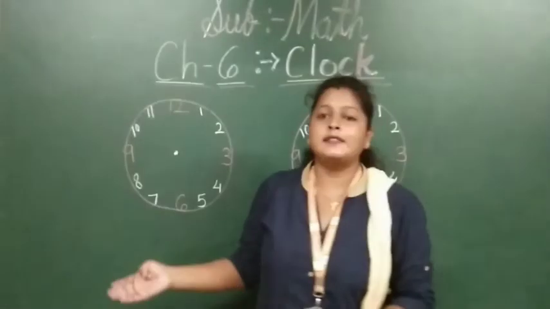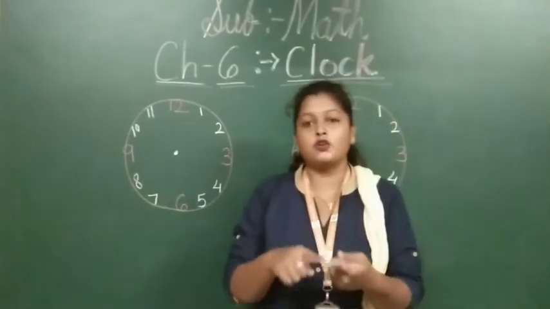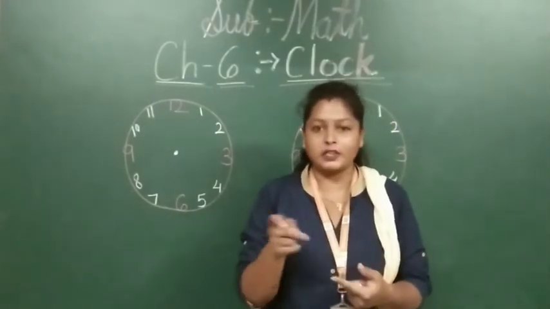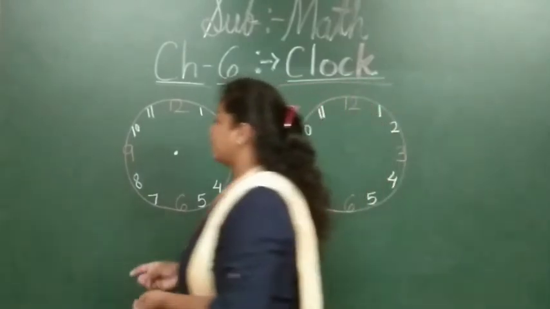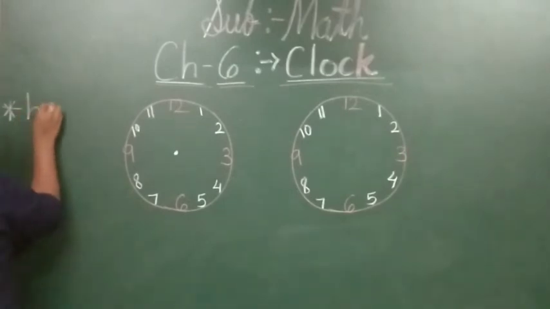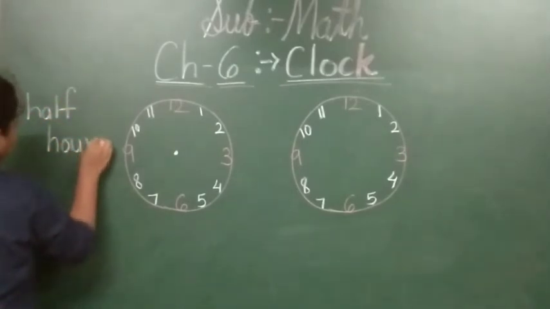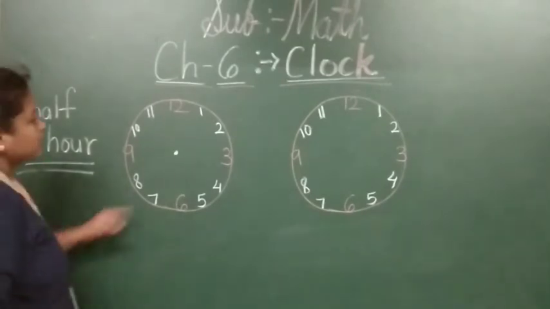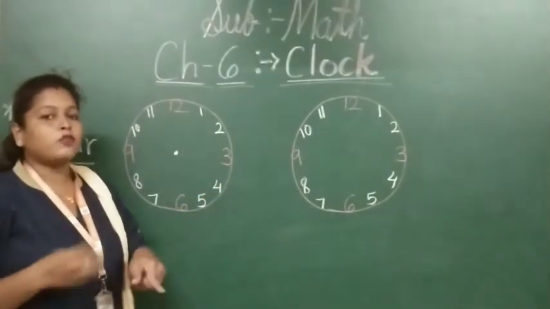Okay students, let's see reading time in half hour. जब हमने पूरा टाइम सीख लिया, like 1 o'clock, 2 o'clock, वो होता है full hour time. Now we will learn about half hour time. So कैसे read करेंगे? So here I will write half hour reading time. Okay, half hour. What are we going to learn? Half hour. Okay. So first, as I said, कि जो short hand होता है वो कहाँ होता है?